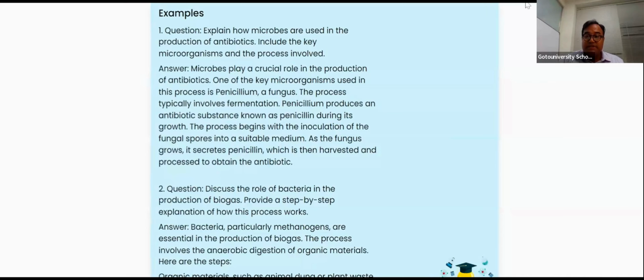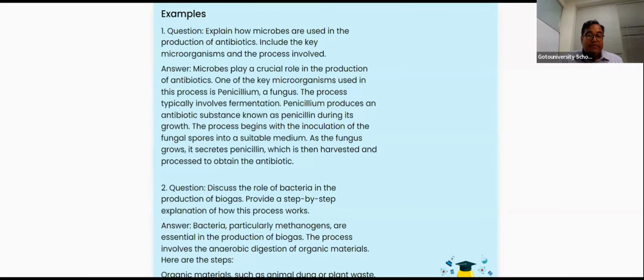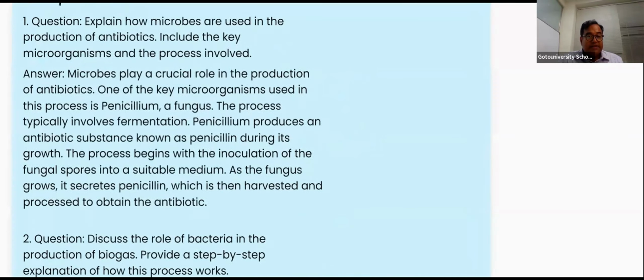We know very well penicillin is an antibiotic. This penicillin antibiotic is taken from a fungus called Penicillium notatum. The Penicillium notatum is a fungus which is used for making penicillin. So penicillin is an antibiotic that is taken from the Penicillium notatum fungus.